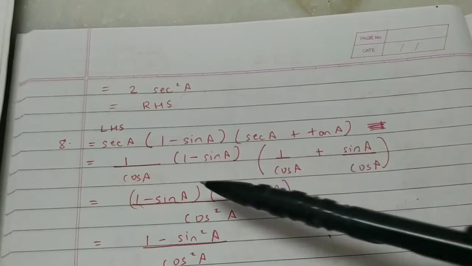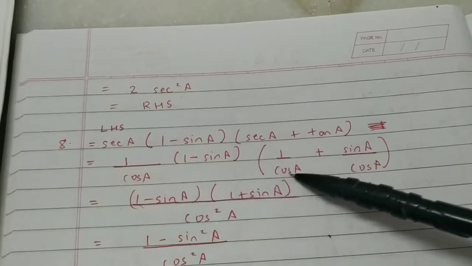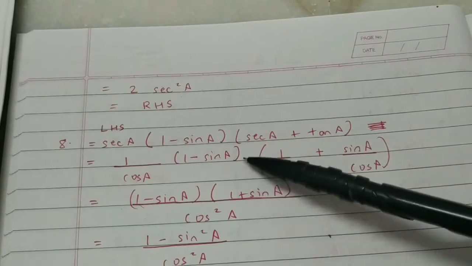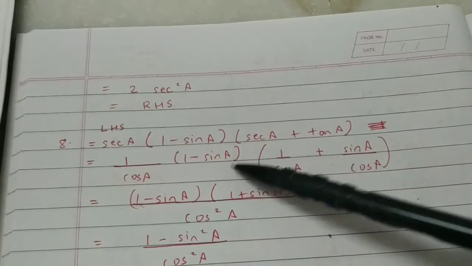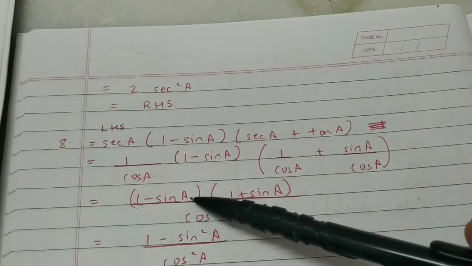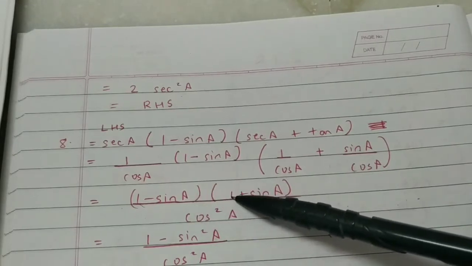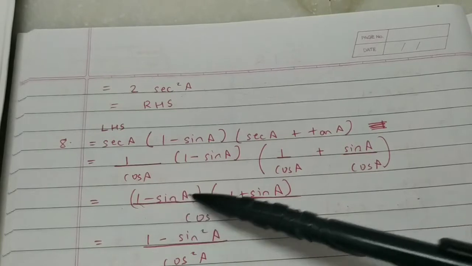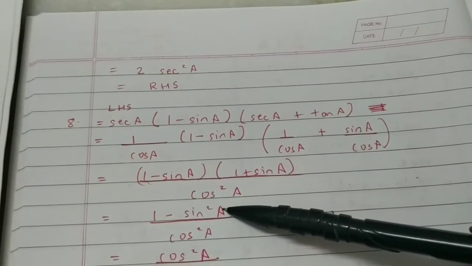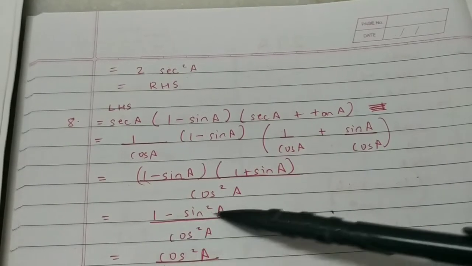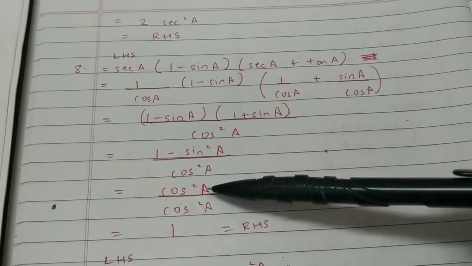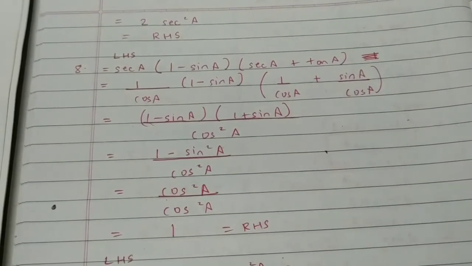And this has a denominator cos A, and even this has a common denominator cos A, so that becomes cos square A. There is no plus or minus sign here. It's a multiplication. So no LCM here. The numerators are two brackets, and this reminds me of a formula (A minus B)(A plus B), which is nothing but A square minus B squared. And this is again an identity. It is equal to cos square A, hence it is equal to 1, which is the RHS.